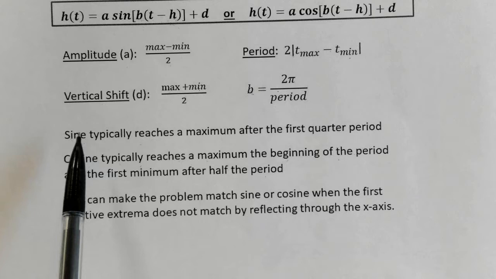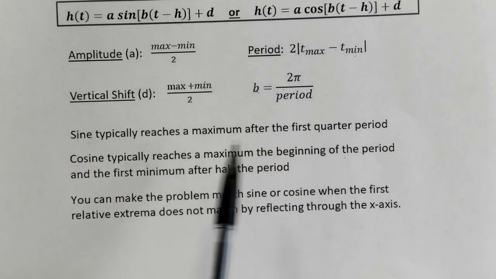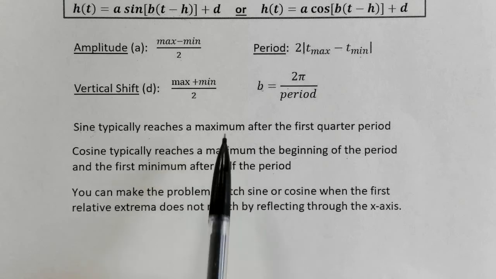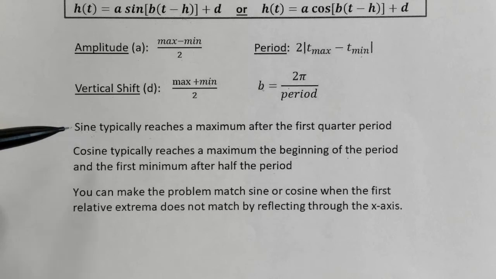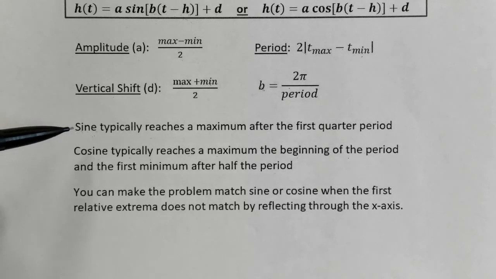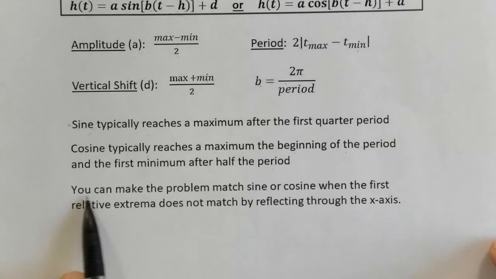Now sine typically reaches the maximum after the first quarter of a period, right? And if you have a problem where the harmonic motion that you're dealing with comes to a minimum first, we typically make that match up quickest by taking the sine and reflecting it through the x-axis. All right, and that's the point we're making right here.